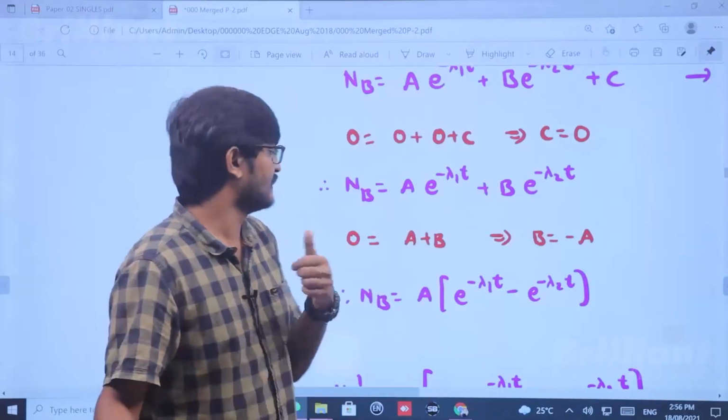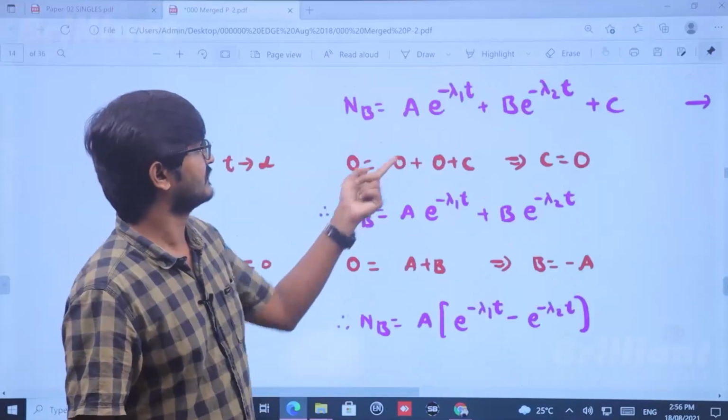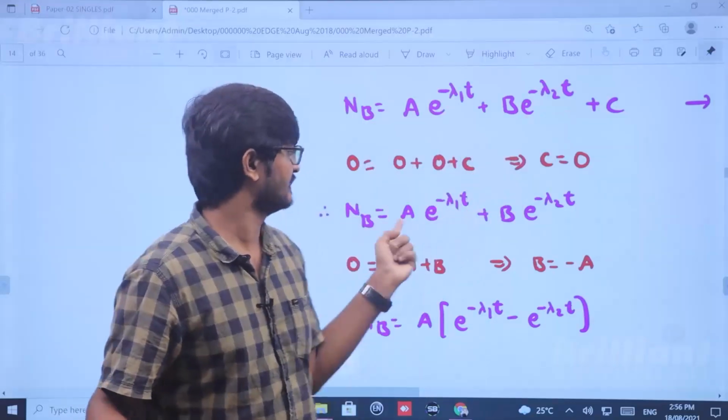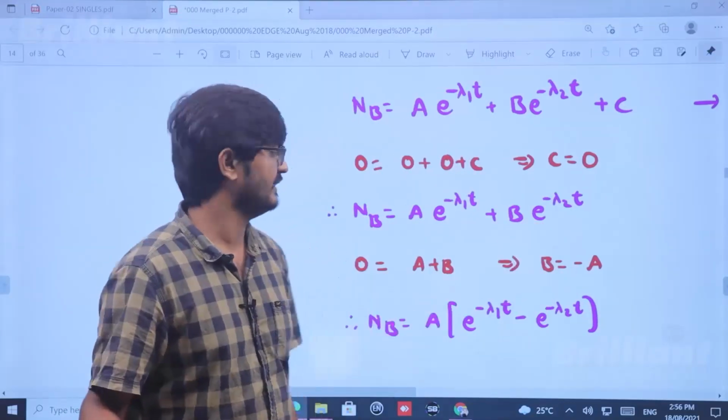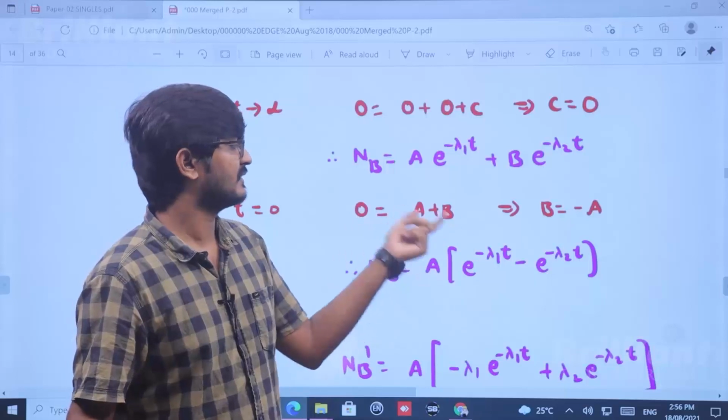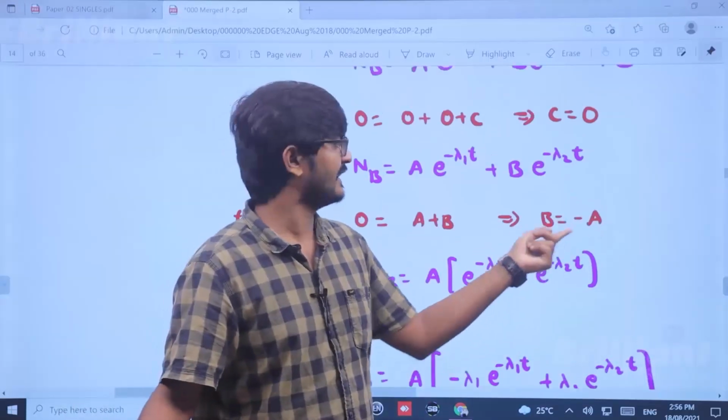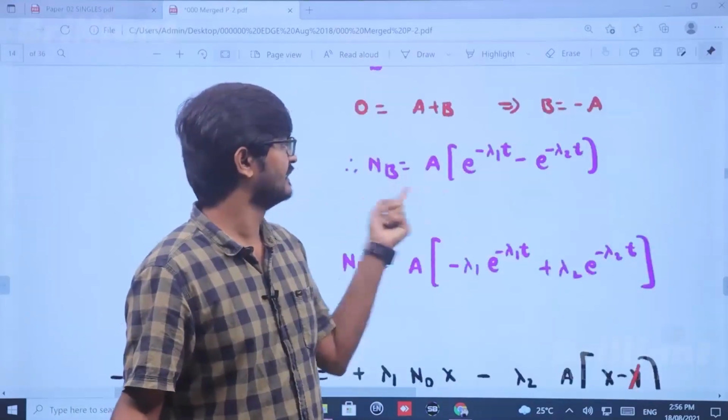Now at t equal to 0, this one will turn out to be a and this one will turn out to be b. So 0 equal to a plus b. From here I get b equal to minus a. Again, when I substitute it back, the equation will turn out to be this form.